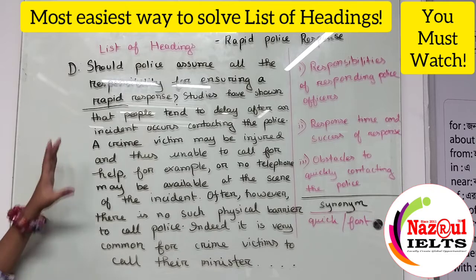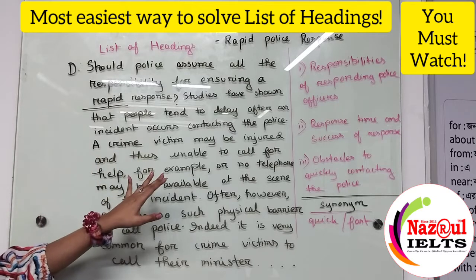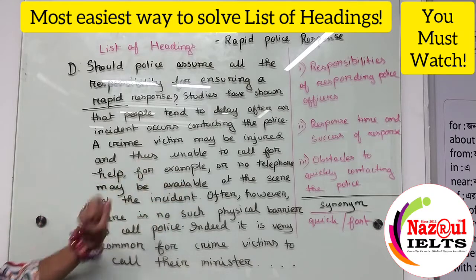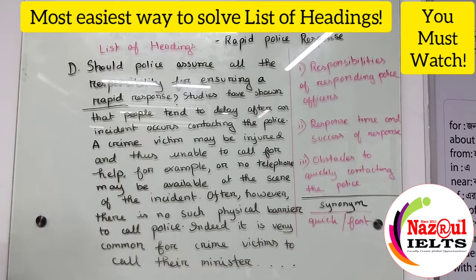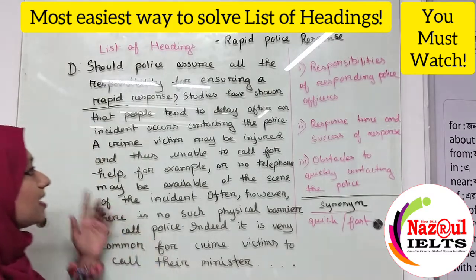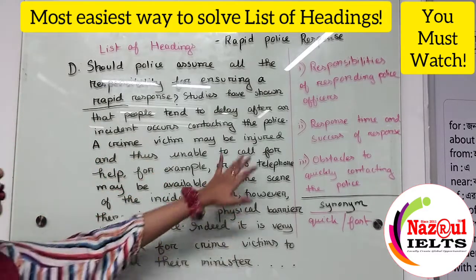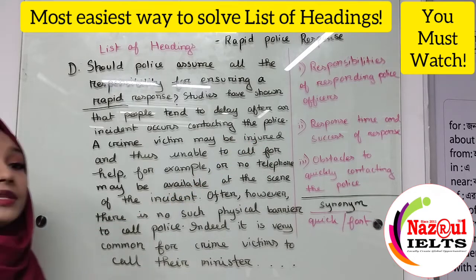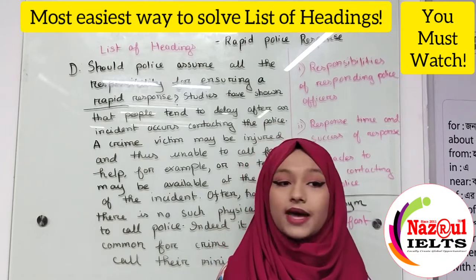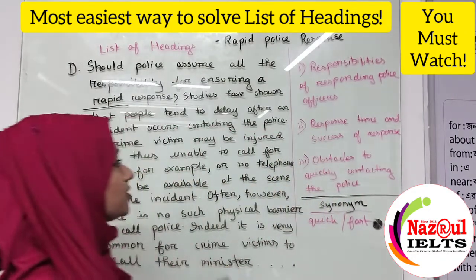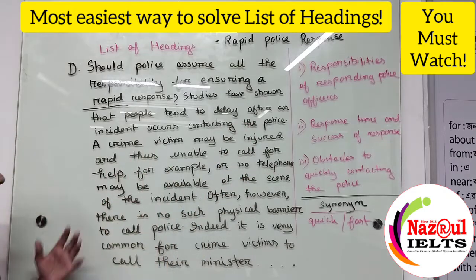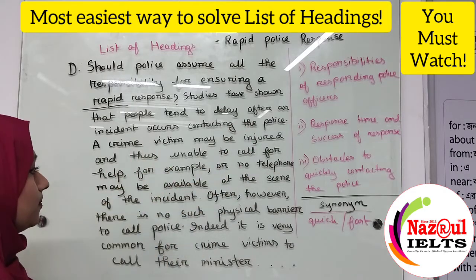Okay, then what does it say? A crime victim may be injured and thus unable to call for help. So we can see why people can delay. One reason is the crime victim may be injured. What is injured? They may be harmed or hurt by the criminals. So the crime victim may be injured and thus unable to call for help.